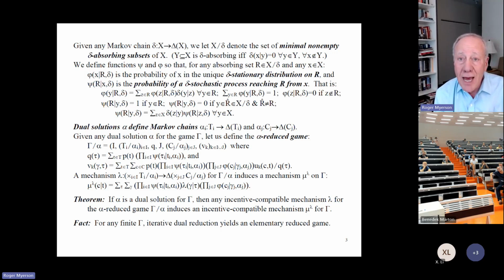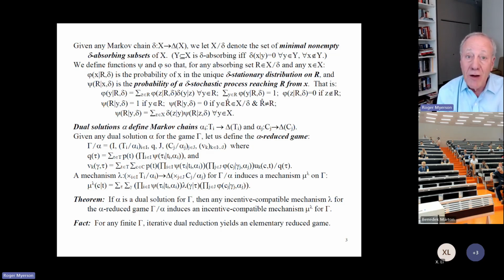So the top of this slide now is about general Markov chains. Take a set X, a Markov chain delta, which maps X into probability distributions over X. Here's new notation: X divided by delta denotes the set of minimal, non-empty, delta absorbing subsets of X. Why is Y delta absorbing? If and only if it's a subset of X, and for everything in Y, the probability of going to some X outside of Y is 0. So those are the absorbing sets. Find the minimal, non-empty delta absorbing subsets.